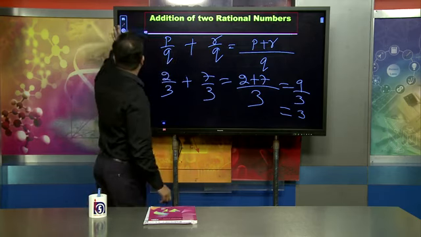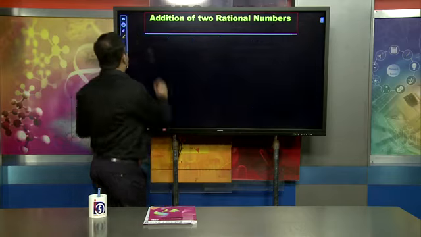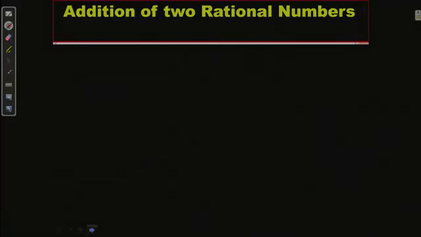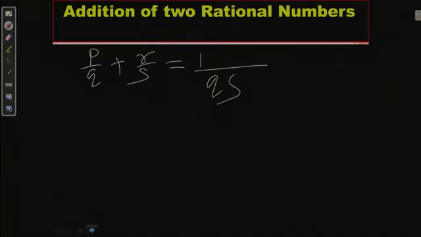When the denominators are different, for example p by q plus r by s, what you observe is that q and s are different. So you take the LCM, which is qs. Now when qs is divided by q, you get s, which multiplies with p, and similarly you get rq. So the result is ps plus rq over qs.